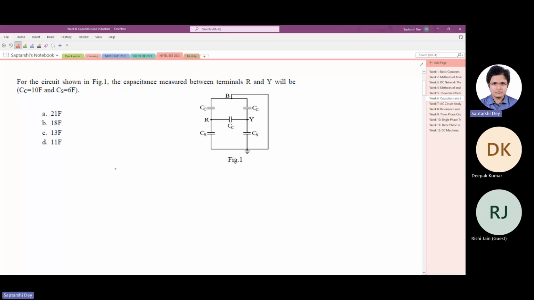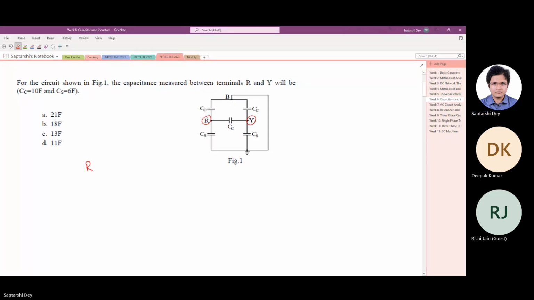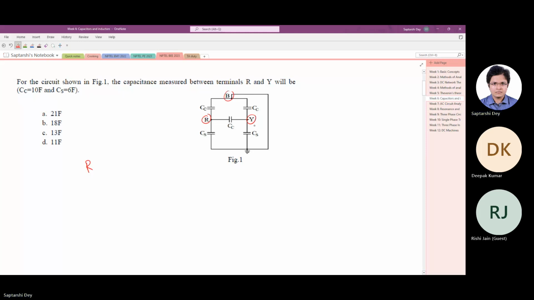Okay. So there is a circuit given here that consists of capacitors only, and we have to find the capacitance measured between terminals R and Y. So between this point and this point, we have to find the capacitance. You can see that it's a bit complicated to directly understand the circuit. So in such a case, we'll redraw the circuit and see whether we can simplify it. See point B, it is grounded through this wire, short circuited.